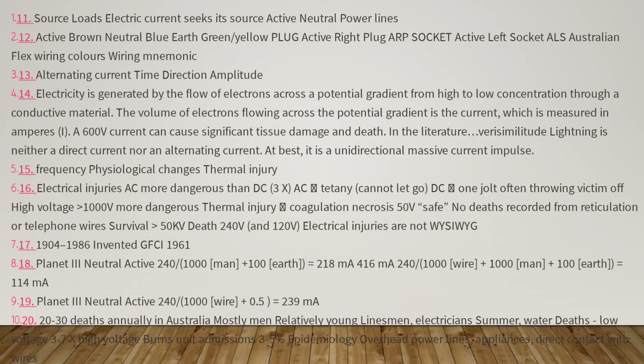Frequency, physiological changes, thermal injury. Electrical injuries: AC is more dangerous than DC. One jolt often throws the victim of high voltage; 1000 watts is more dangerous. Thermal injury, coagulation necrosis. 50 watts is safe. No deaths recorded from telephone wire. Three-phase: neutral, active, 240 by 1000.